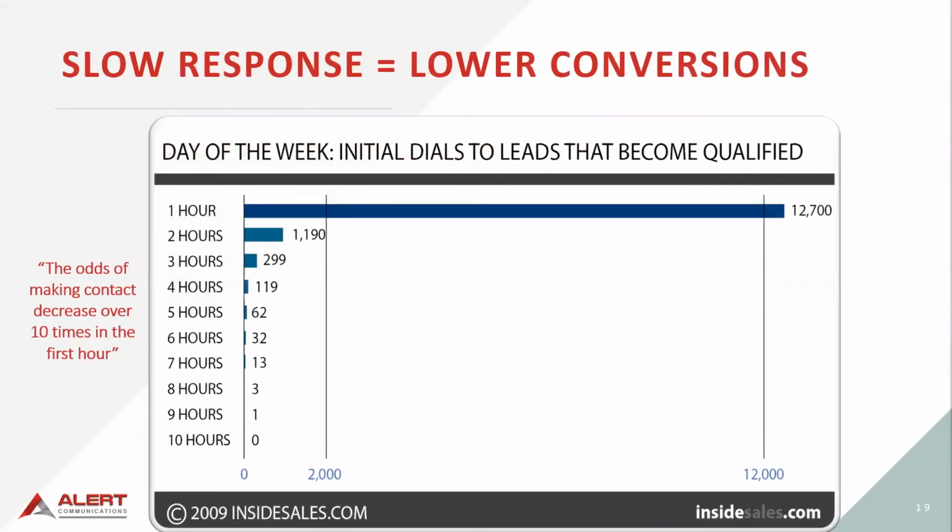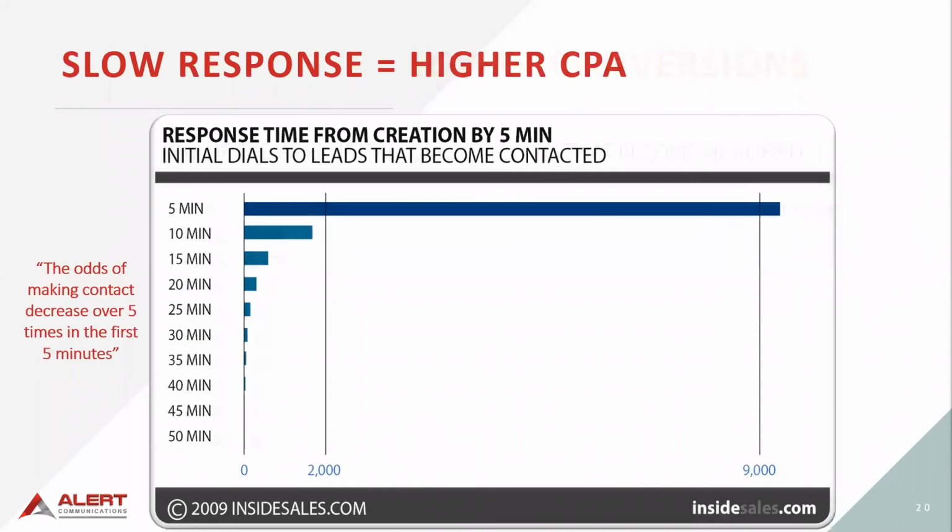Why? Well, the odds of making contact decrease over 10 times in the first hour. This is a study that was done a while back by Inside Sales from MIT. In the first hour, calling the same quantity of leads, they reached 12,700 people, but after 2 hours, it dropped to 1,190. That's all you get. But actually, it's even more critical than that. When you are dealing with people that have been injured, or they're calling about a medical problem, this becomes a different multiple.